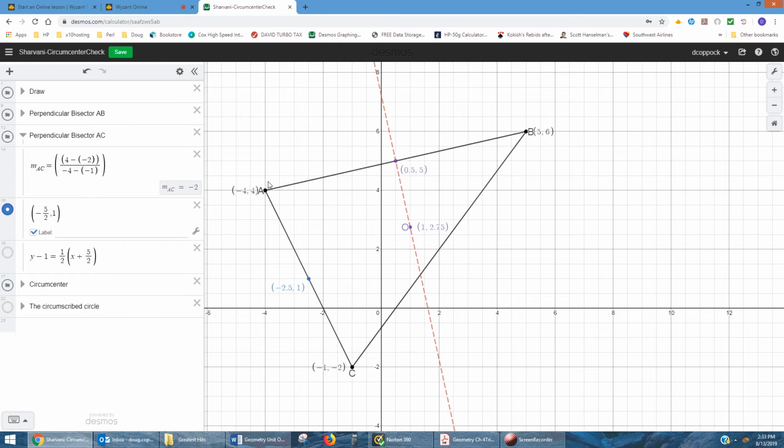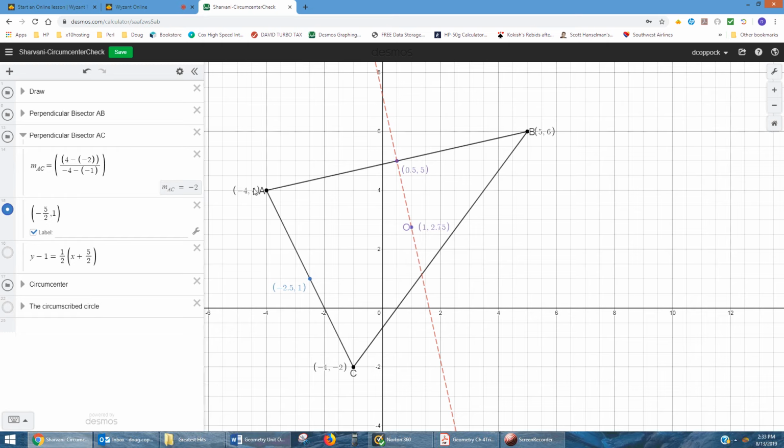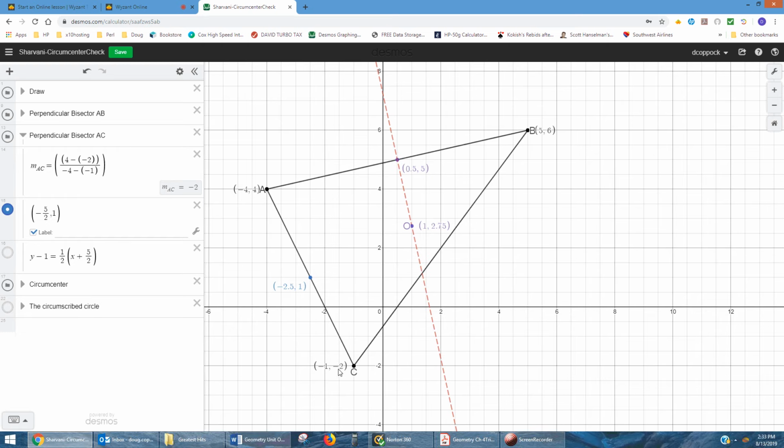The slope of AC, that's this segment right here, is the change in y, this y coordinate right here, minus -2, over the change in x, -4 minus -1. That's 6 over -3, which is -2. Then I calculated the midpoint, average of the x's, average of the y's. That's (-5/2, 1).